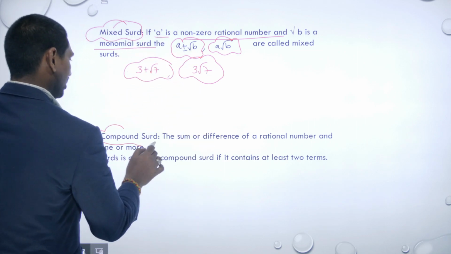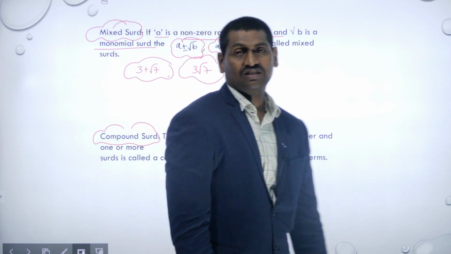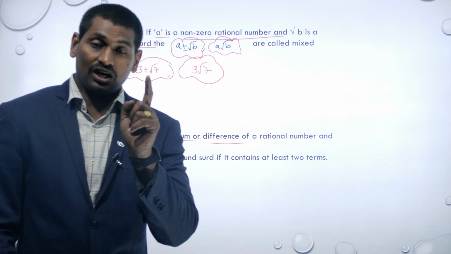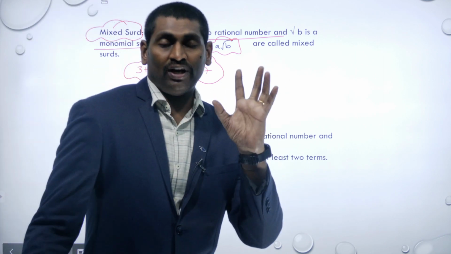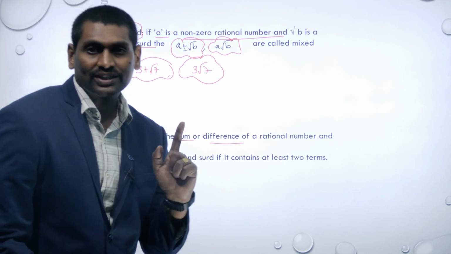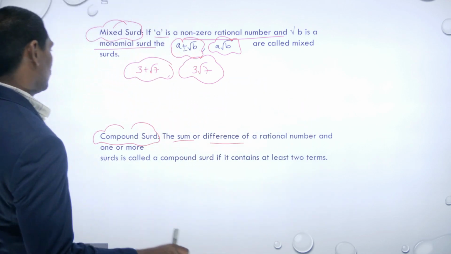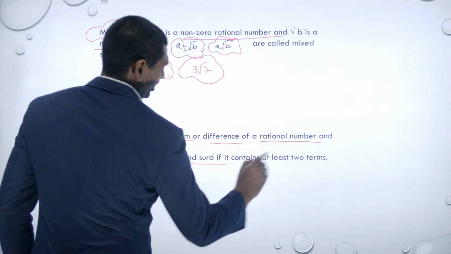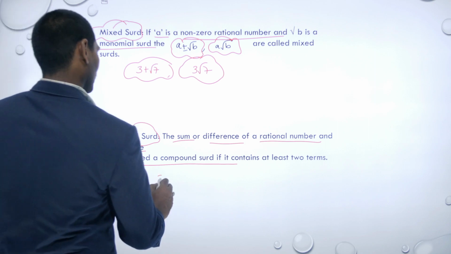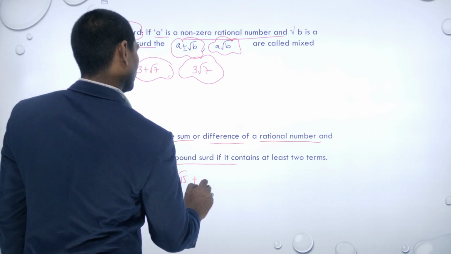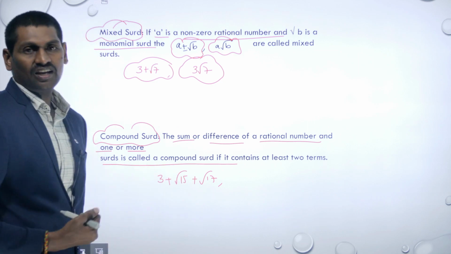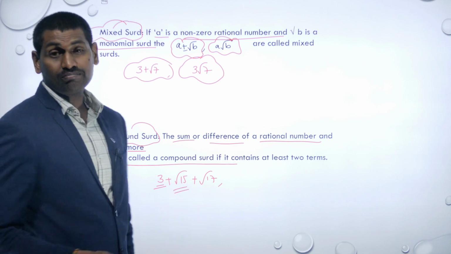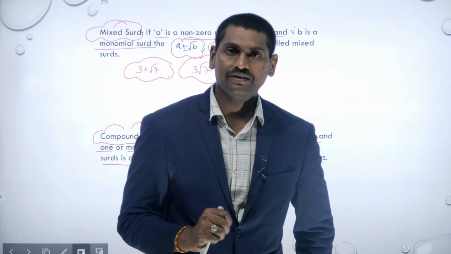Now compound surd. Compound surd means the sum or difference of one rational number and one or more than one irrational numbers taken together. A rational number and one or more surds is called a compound surd. Like 3 plus root 15 plus root 17, which is a compound surd because of the combination of rational and irrational numbers together. Clear, children? Yeah.